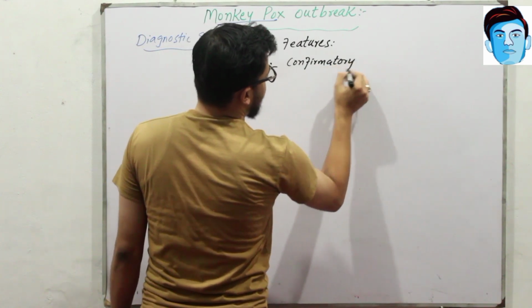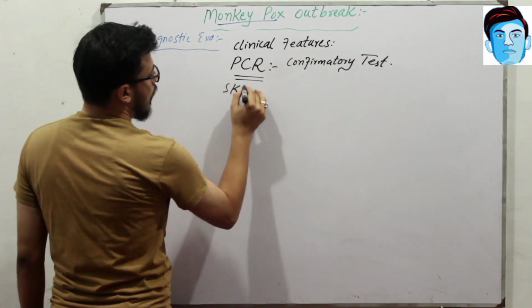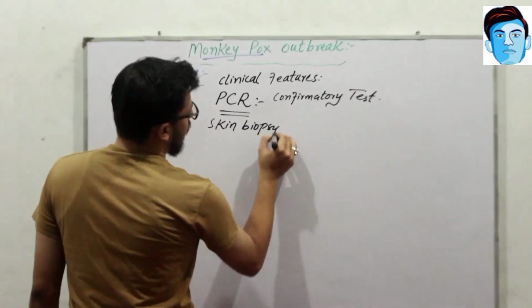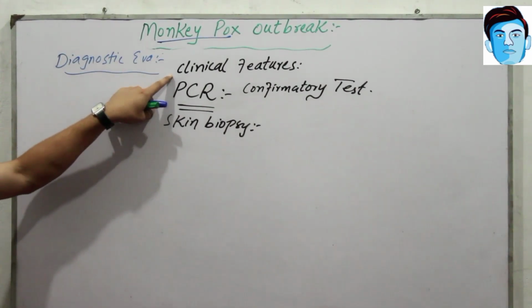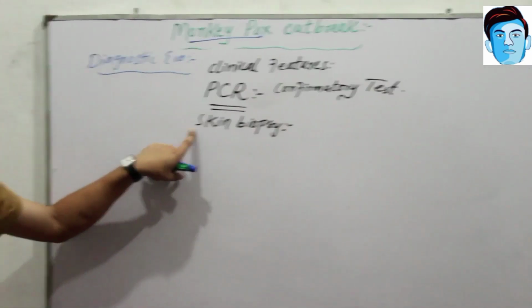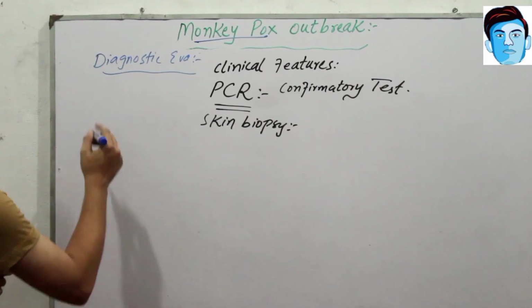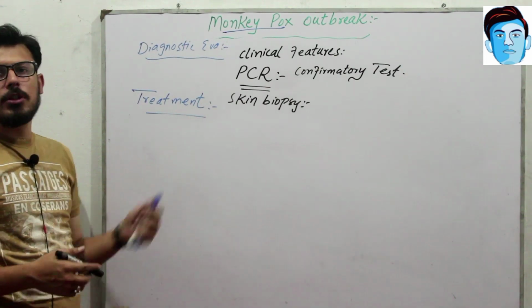It is a confirmatory test, and it shows the viremia. Also, we can go for skin biopsy. We remove the skin tissue and check it for the virus. So there are three approaches: looking at the clinical signs and symptoms of a patient, doing PCR, and skin biopsy. Now let's discuss the treatment options. What is the treatment? The main treatment of monkeypox is supportive.